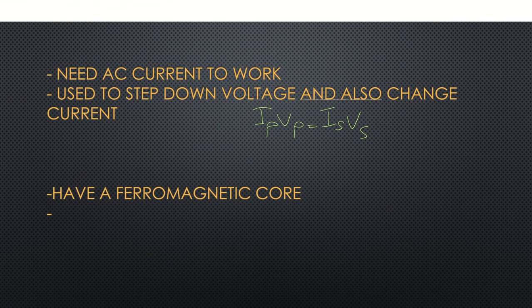And just to review what we've learned, transformers need alternating current to function properly and create that magnetic field. They're used to step down voltage. They can be used to step up voltage, and they also change the current. And all transformers have a ferromagnetic core. That's important to note.